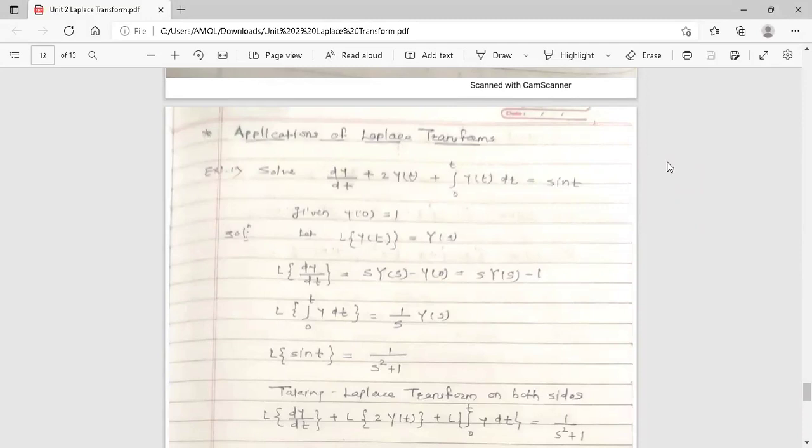Today's topic is applications of Laplace transform. This is the last topic from the second unit. Applications of Laplace transform.